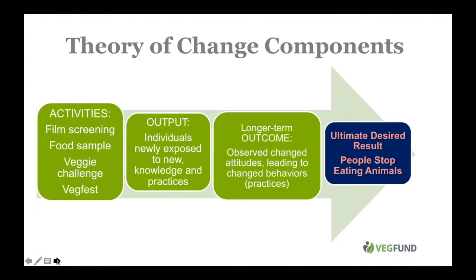Now, the gambit, what we're betting on, is that because we held this activity and the individuals learned something, they'll do something at some point in the future with this new knowledge that they have gained from us. So what we're betting on is that we'll see changed attitudes among the people we've reached, and that that will lead to some kind of changed behavior in the future.